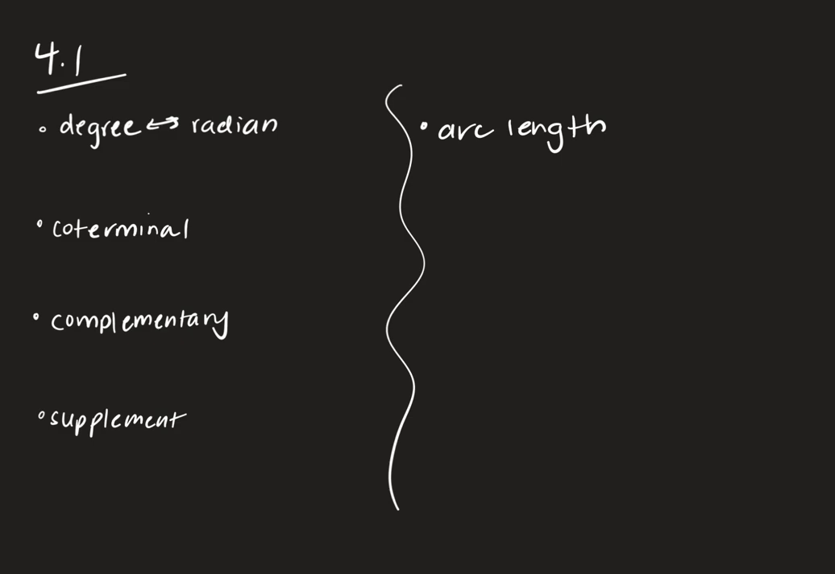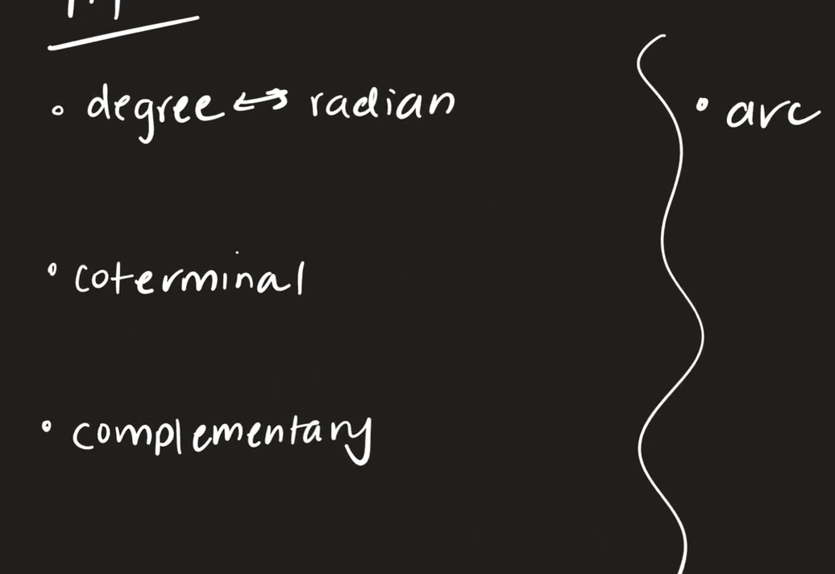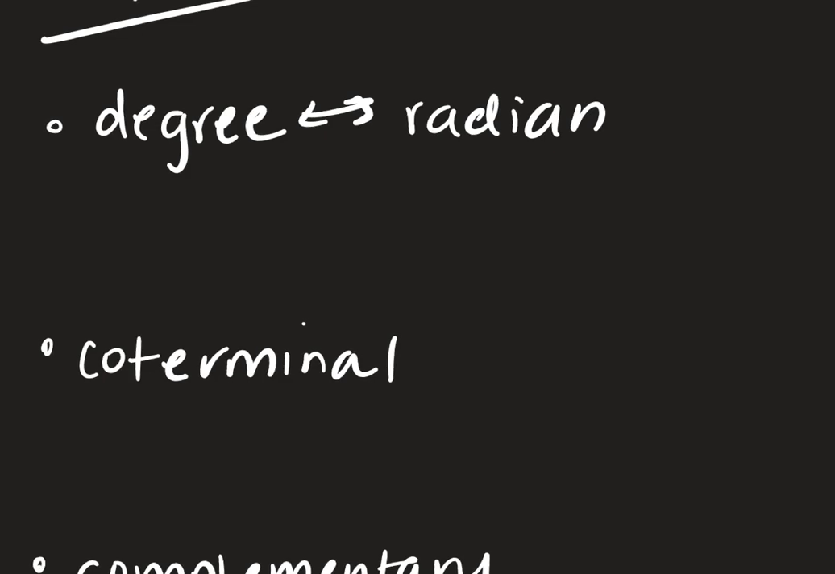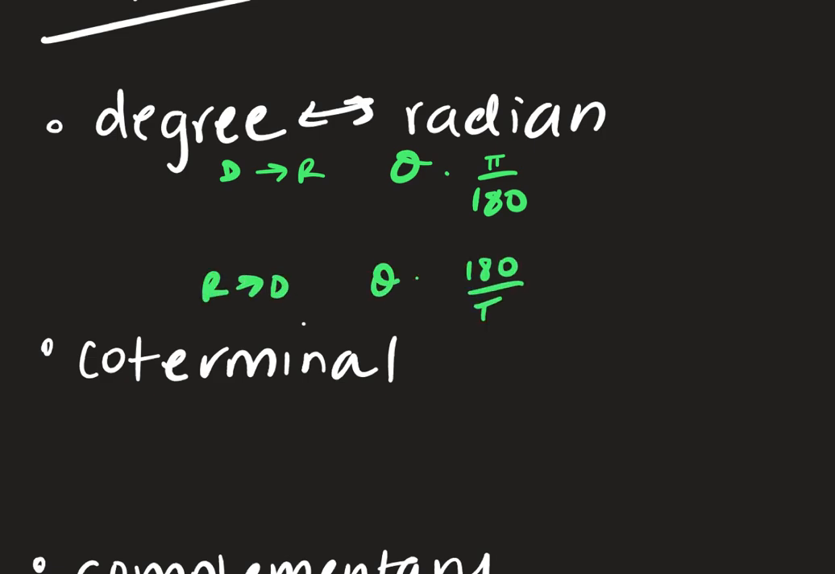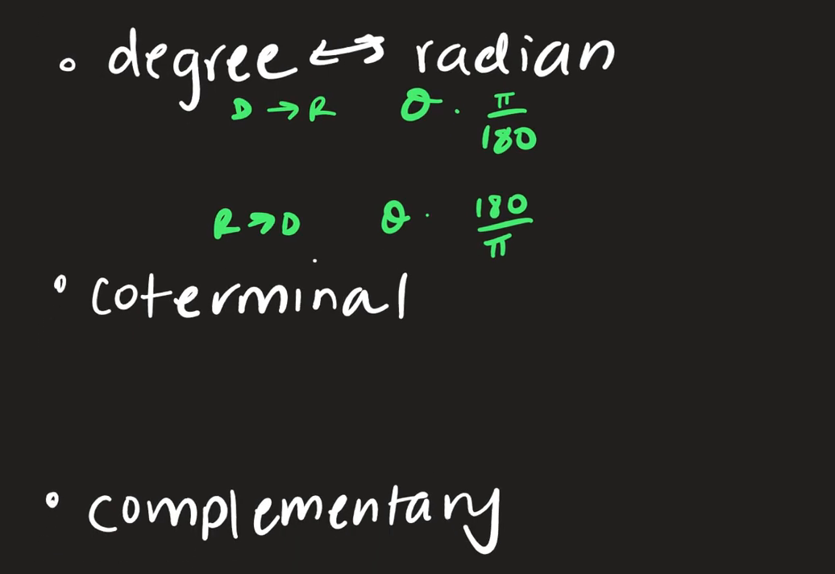So in 4.1, you got to know how to go from degrees to radians and radians to degrees. So if I give you something in degrees and I want to go to radians, I'm going to take theta and I'm going to multiply it times pi over 180. If I'm in radians and I want to go to degrees, I'm going to take theta and I'm going to multiply it times 180 over pi. You'll want to simplify, like every answer should be simplified as much as it possibly can. These will not be with a calculator, so you'll leave them in terms of pi if pi is in your answer, and you'll just make sure they're simplified.